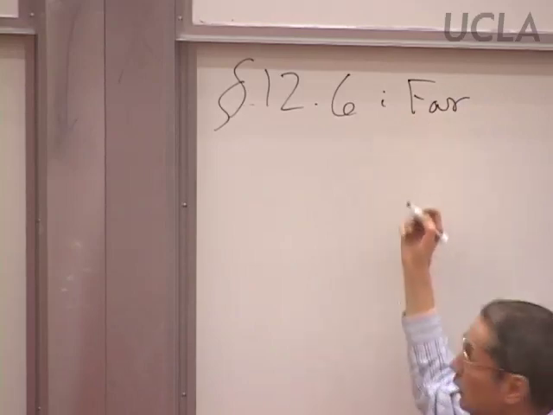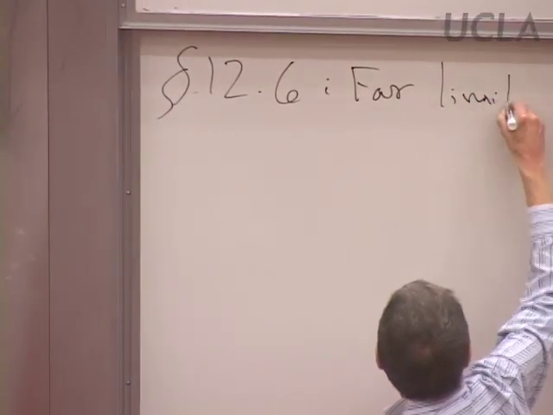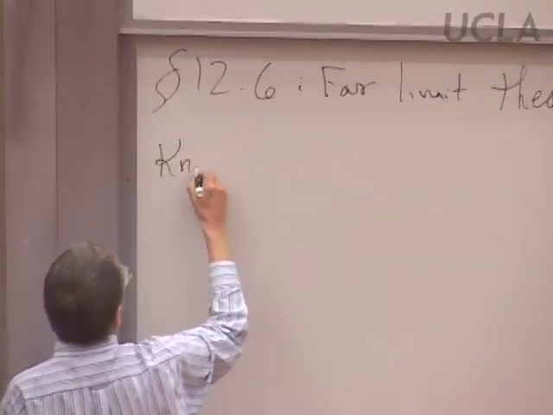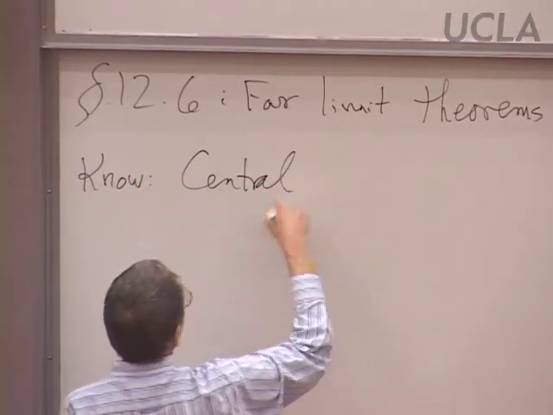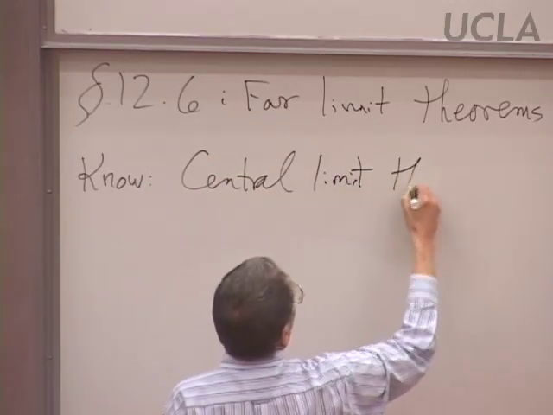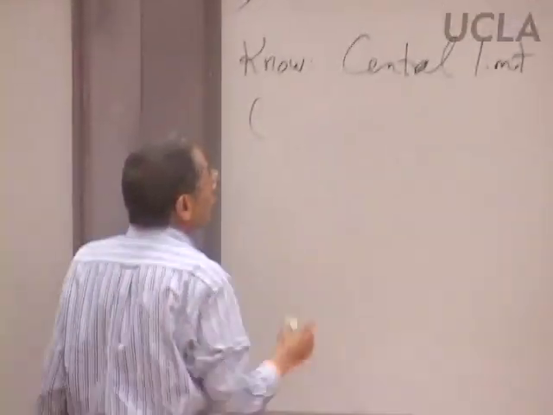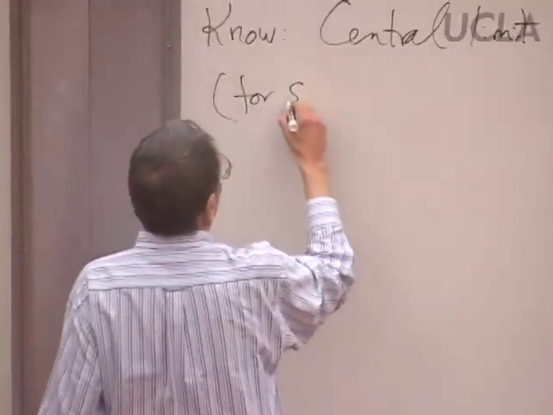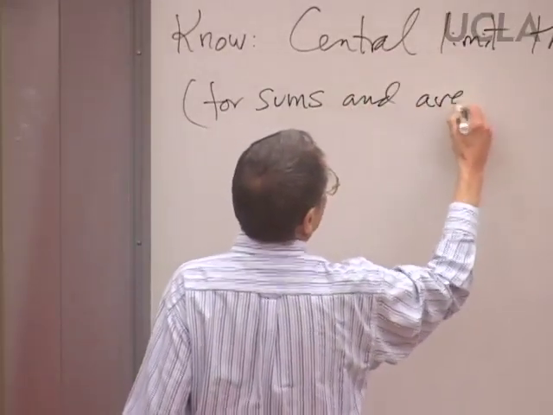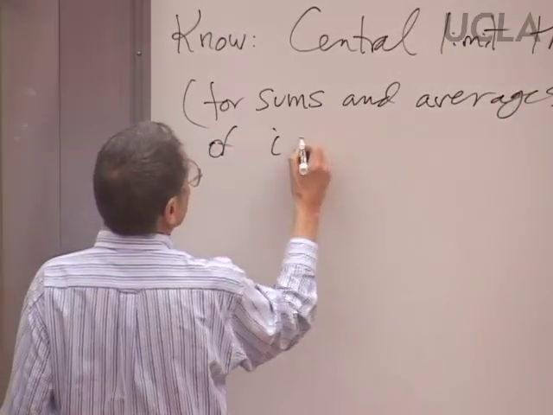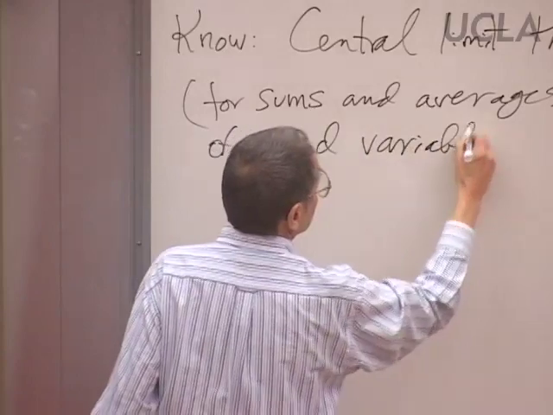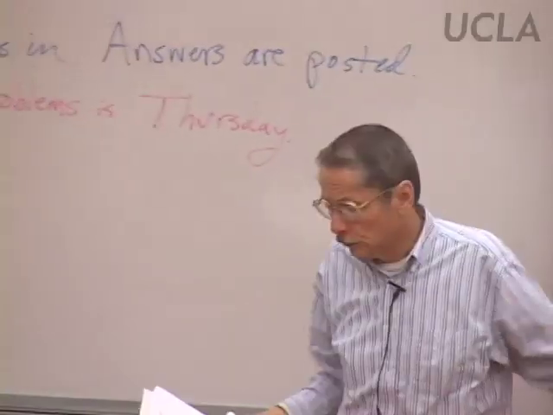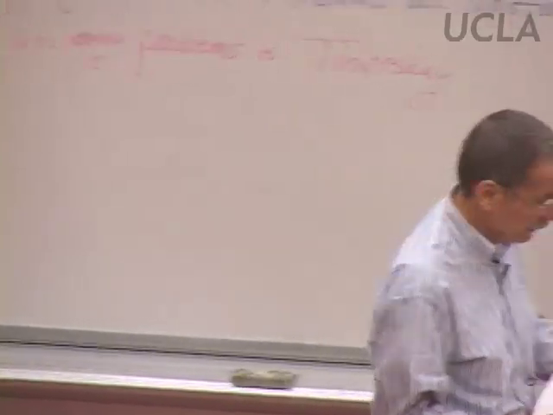So we know one of these four limit theorems, the central limit theorem, which we've used quite a bit. And so you know when it applies. It applies to sums and averages of independent, identically distributed random variables, in which case we know that the sum and average are normally distributed, almost. We know what the mean and standard deviation is.